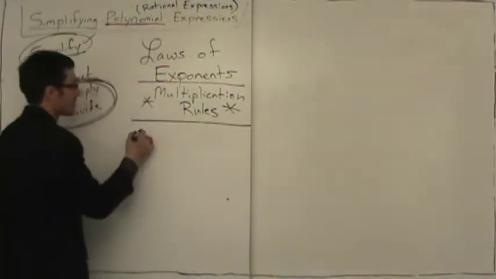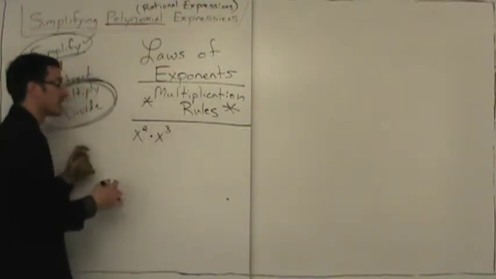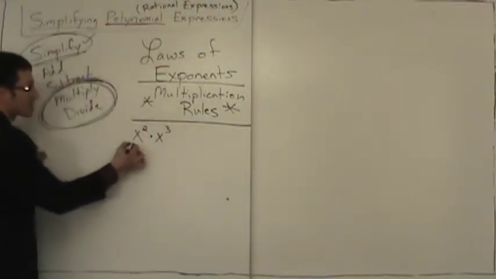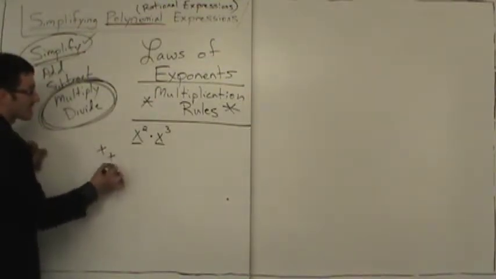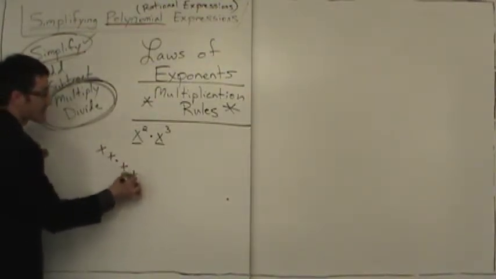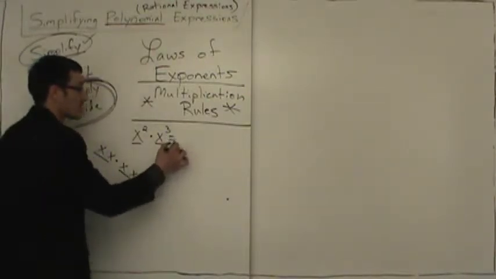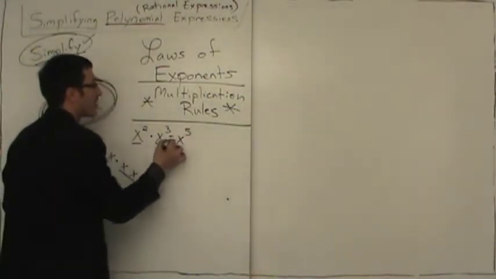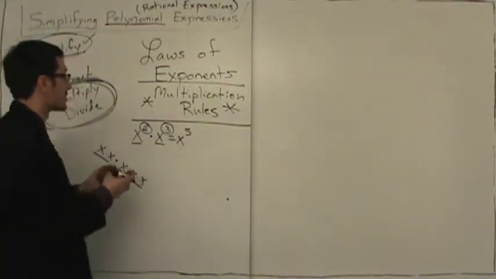Now, starting with this, x squared multiplied by x to the third. What are we looking at here? Okay, so we have 2 x's multiplied by 3 more x's. What is this? X times x times x. 2 x's multiplied by 3 more x's is how many x's multiplied together? That's 5. What are we doing with the exponents? We are adding the exponents.